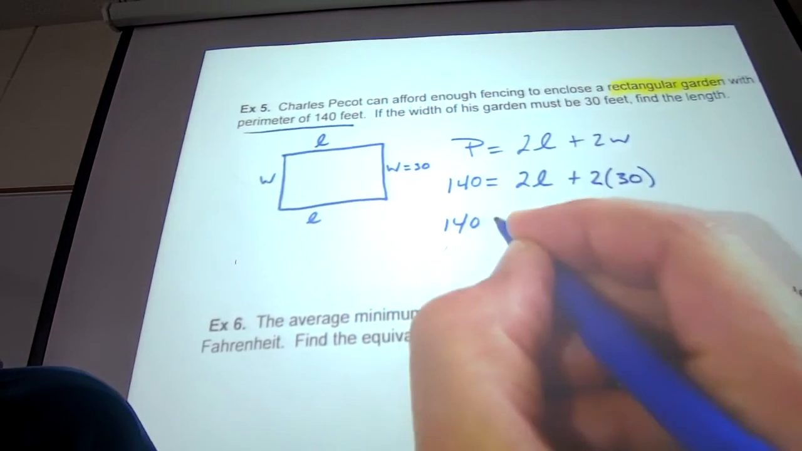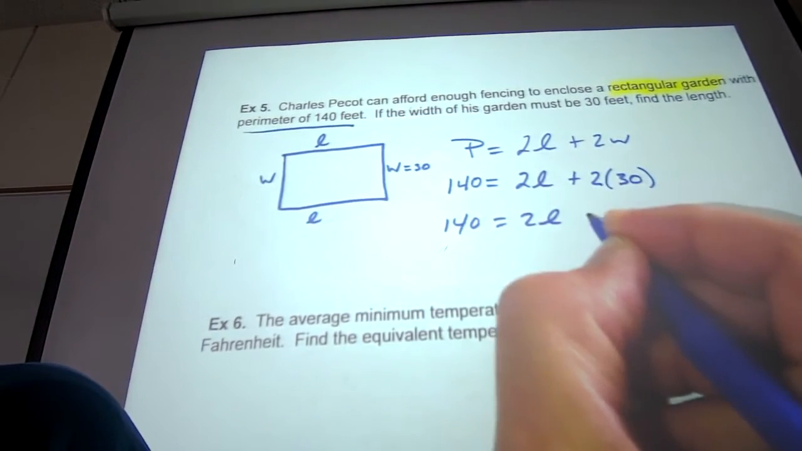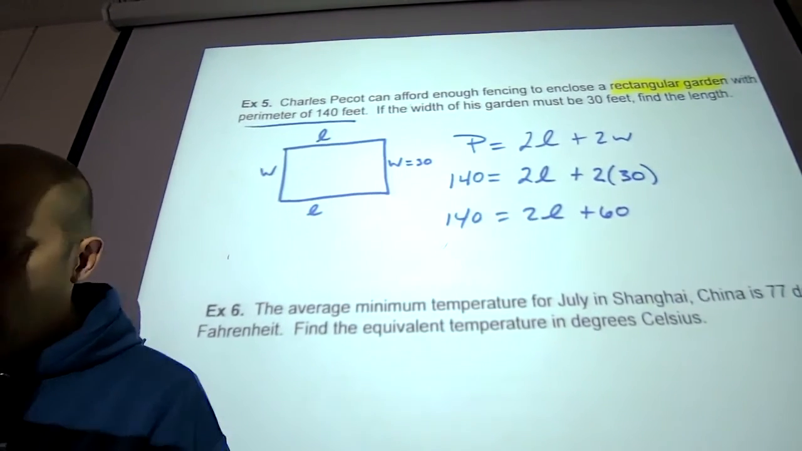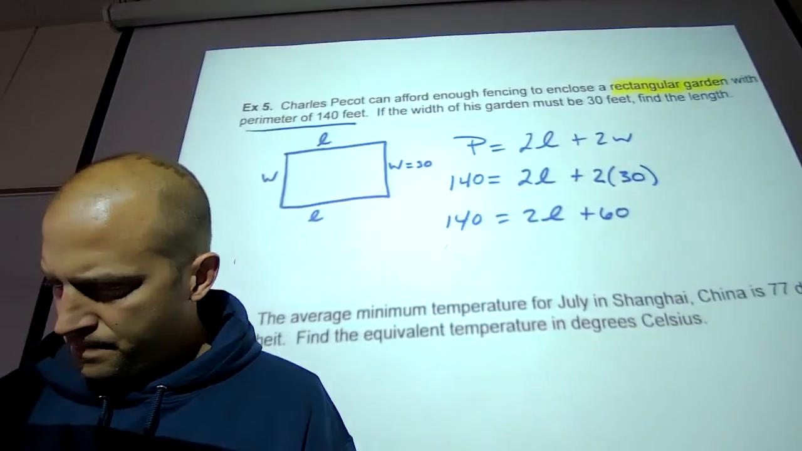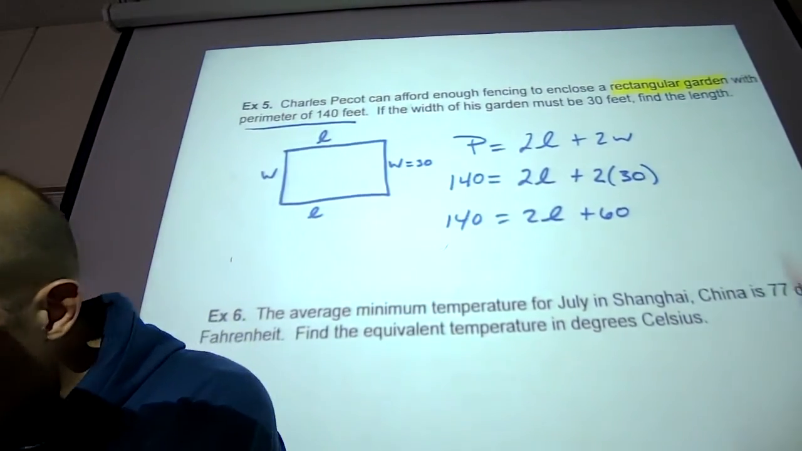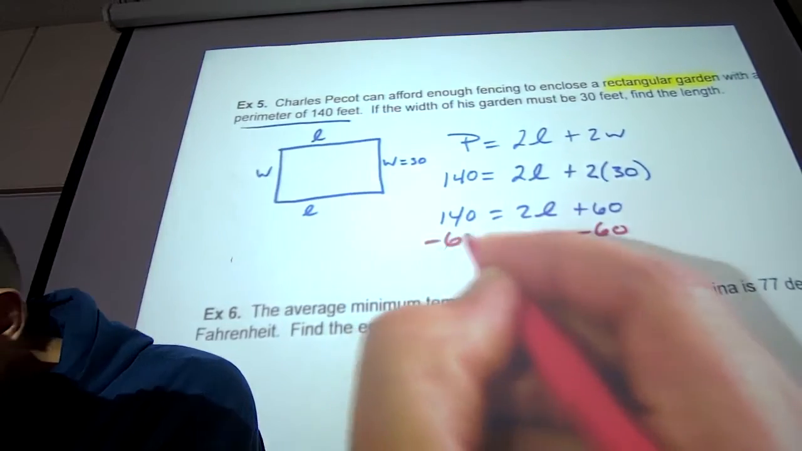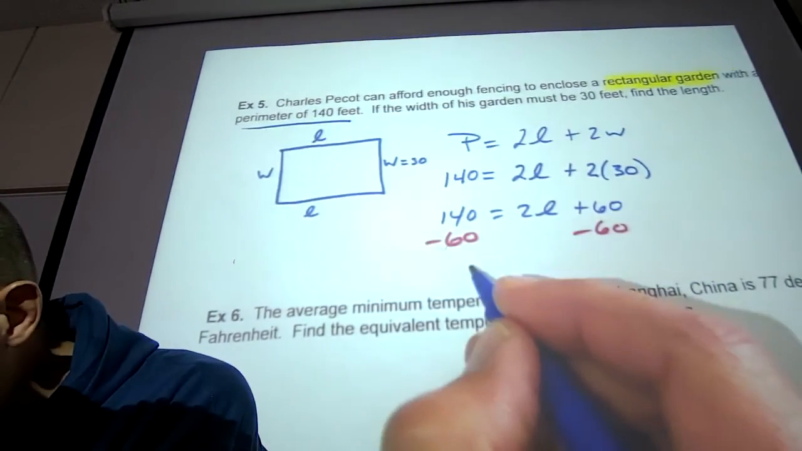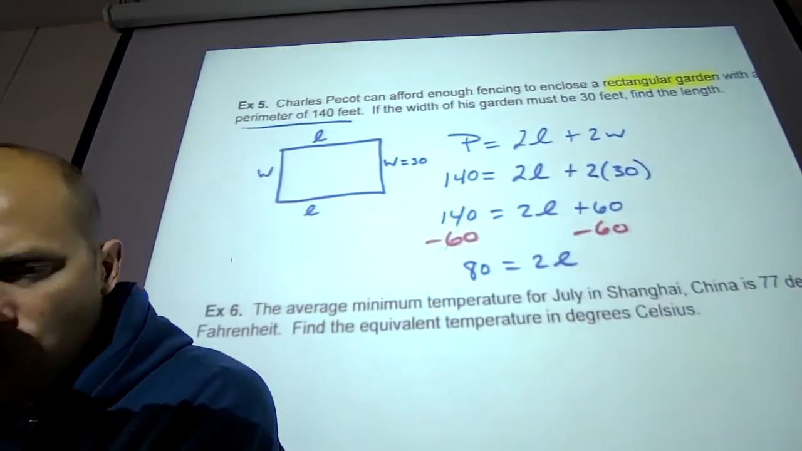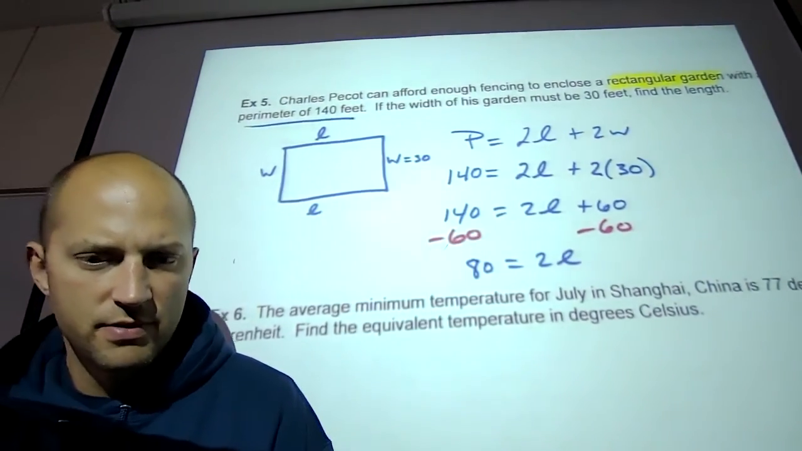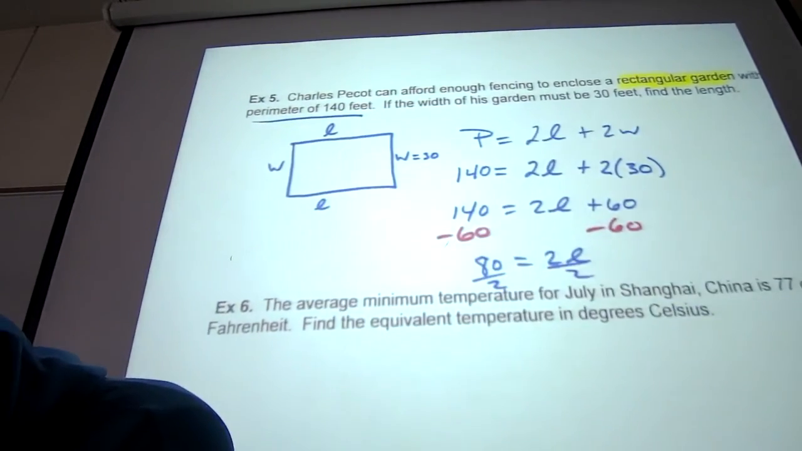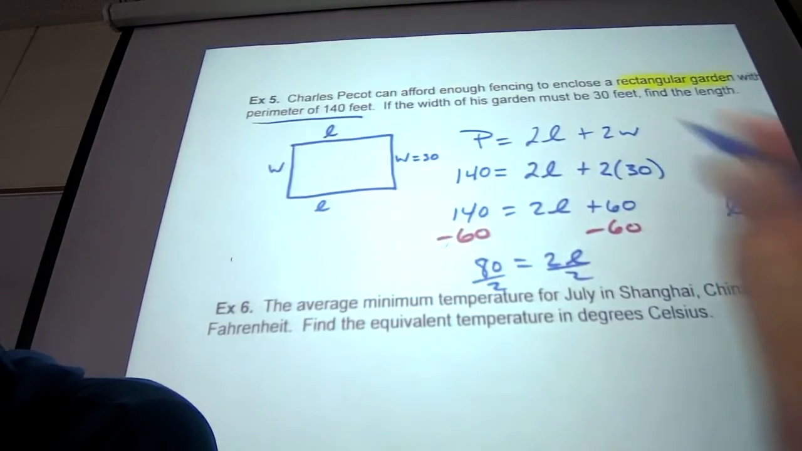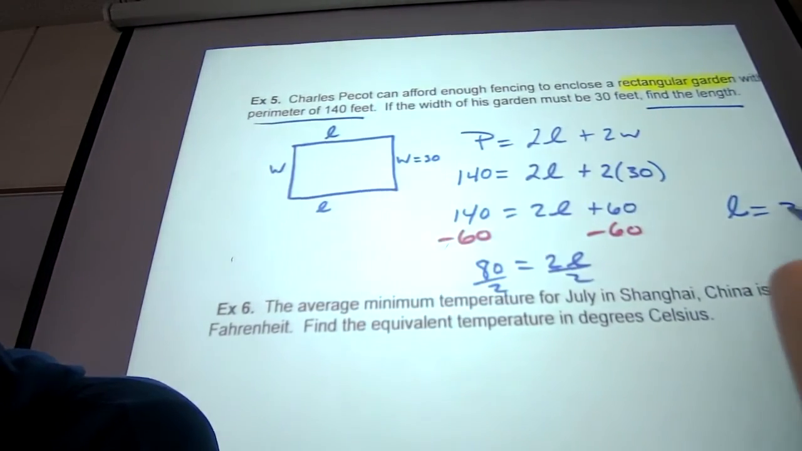All right, so I've got 140 equals 2L, and then 2 times 30 we know is 60. All right, let's solve it. The faster we solve it, the faster we get out of here. What's the first thing we can do? Subtract the 60. Boom. 140 minus 60 is 80. And then I have one more step. How do I get that L by itself? Oh, now you guys are answering quick. Oh my gosh. So find the length. The length is 80, excuse me.